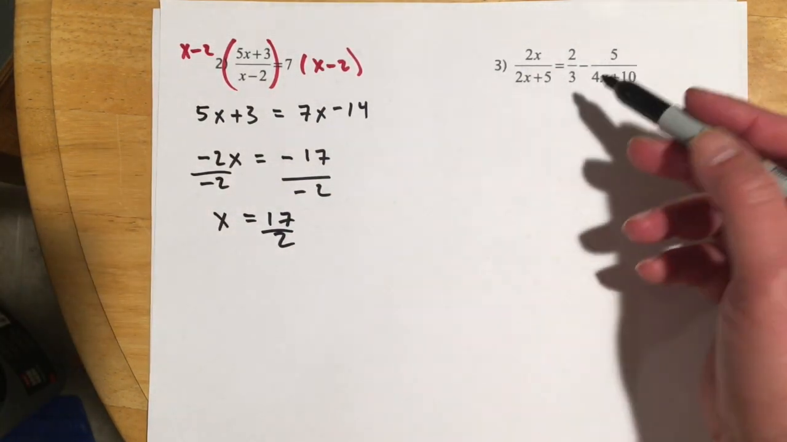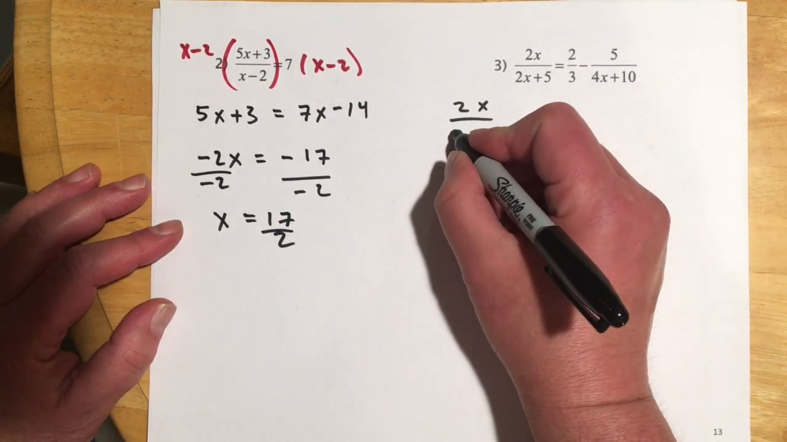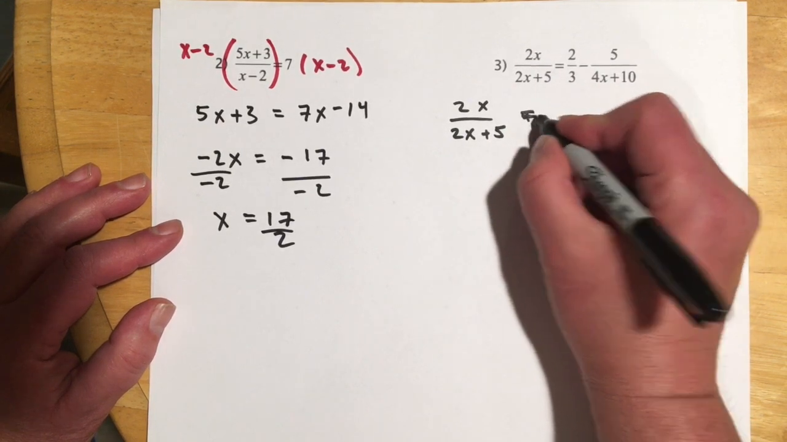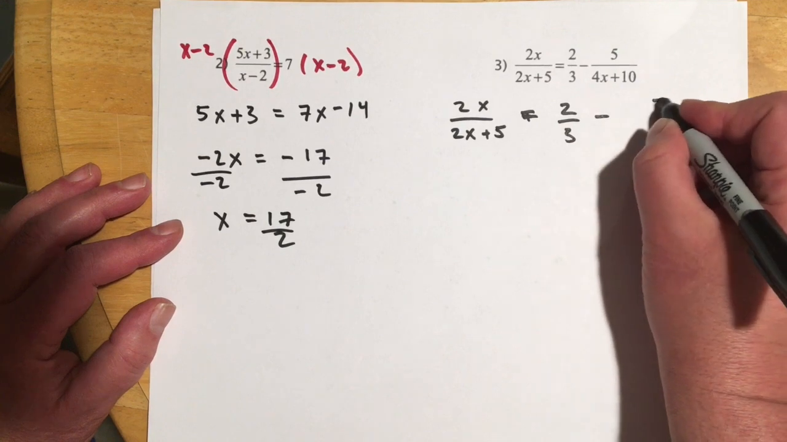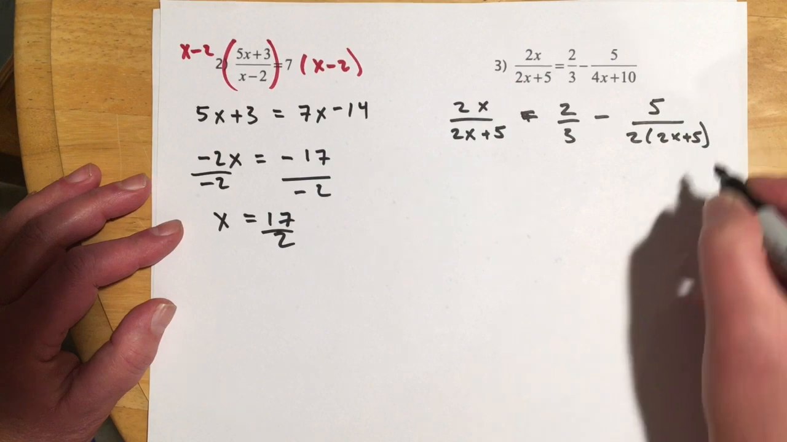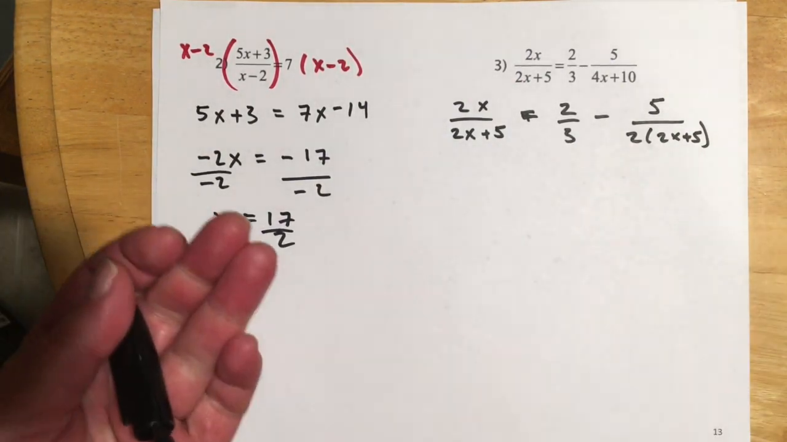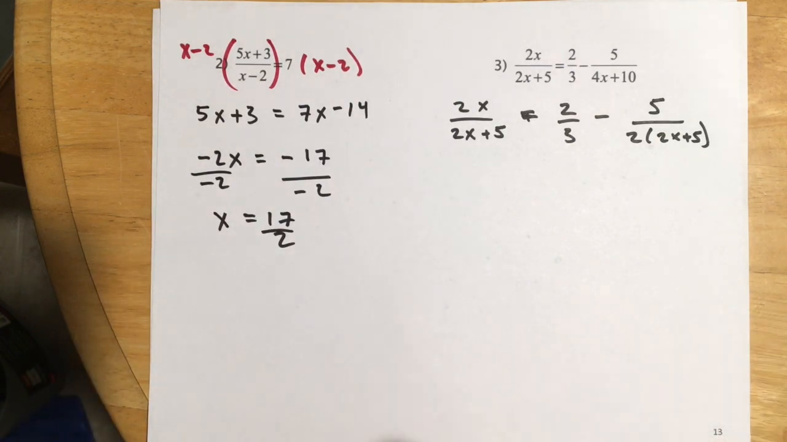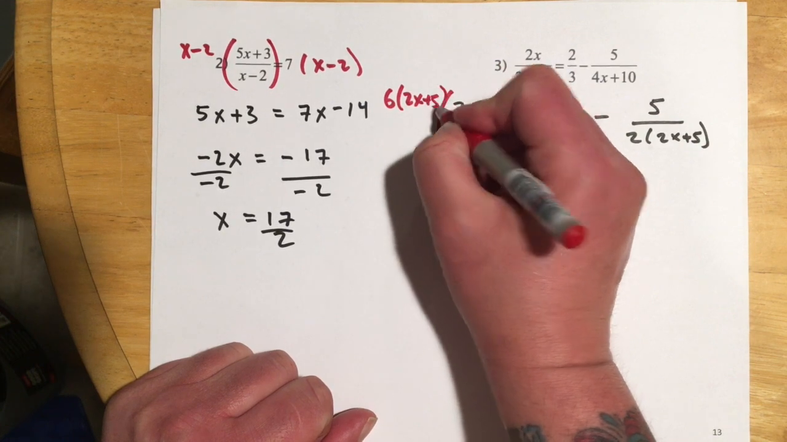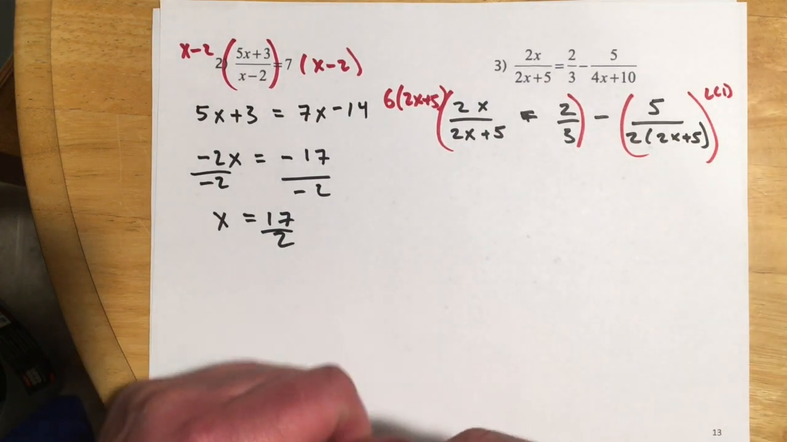For number 3, again, I'm going to want to use the LCD to clear the fractions. And so I'm going to factor this. Oops, that's equals 2/3 and then minus 5. I could take a 2 out of there, so 2x plus 5. So that means my LCD is going to be 3 and 2, I would need 6, and then 2x plus 5. So 6 and then 2x plus 5. And same thing over here. I'll just write LCD because I'm out of room.